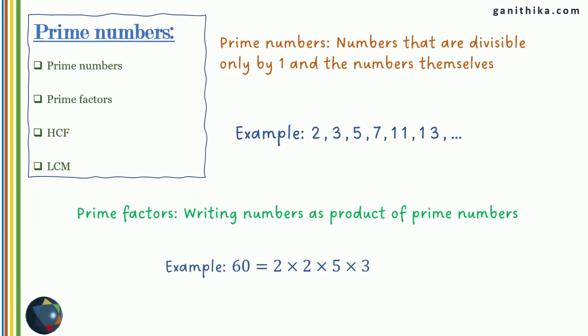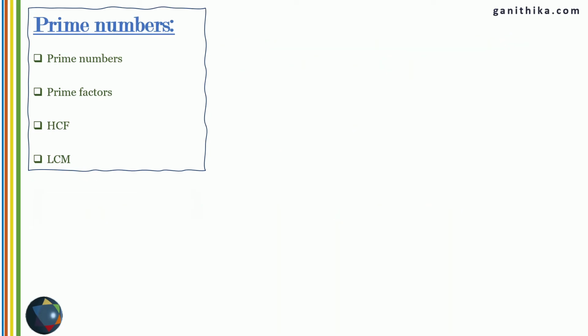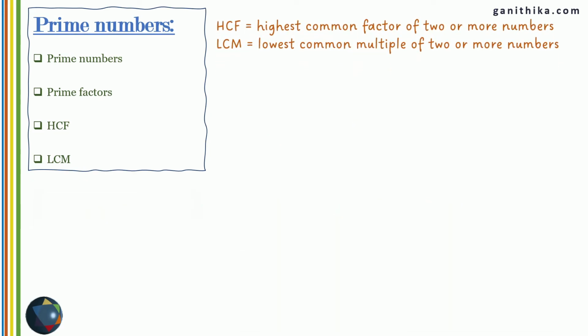2, 5 and 3 are the prime factors for 60. Next is HCF and LCM. HCF means highest common factor and LCM means lowest common multiple. This can be done for 2 or more numbers. Let's look into some examples for both.